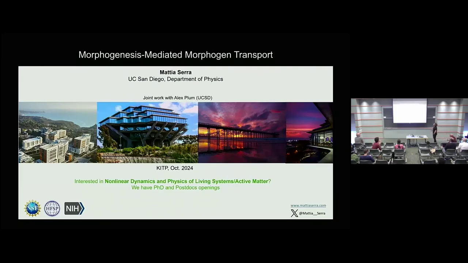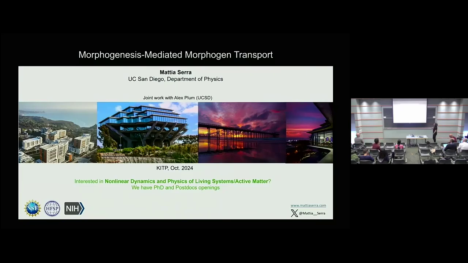For those of you who don't know me, I have a group in physics at the Department of Physics at UC San Diego, and we are interested in nonlinear dynamics and modeling of living systems or active matter. Specifically, we develop methods to identify patterns in nonlinear systems, also when you don't know the equations, for instance, from data. And then we also try to develop mechanistic models to predict their self-organization.